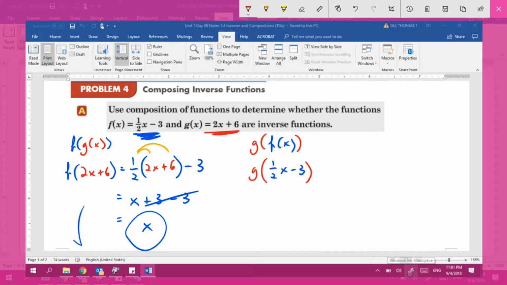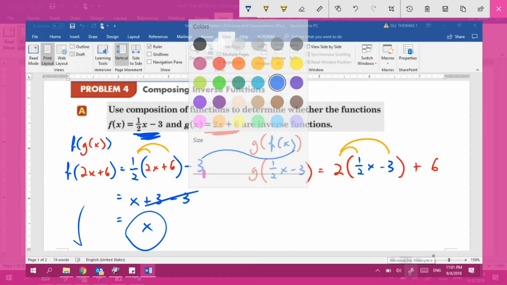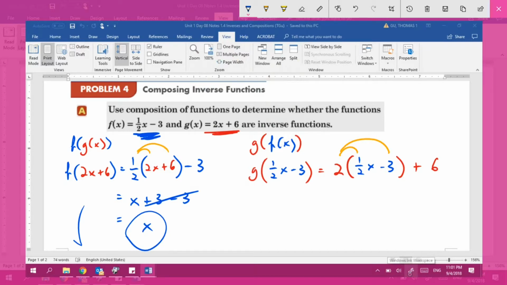All right, next then, let's replace the x in the g function with the 1 over 2x minus 3. So 2 times 1 over 2x minus 3 plus 6. So now let's distribute. Boom and boom. What is 2 times 1/2 x? 2 times 1/2 x is just going to be x, okay?